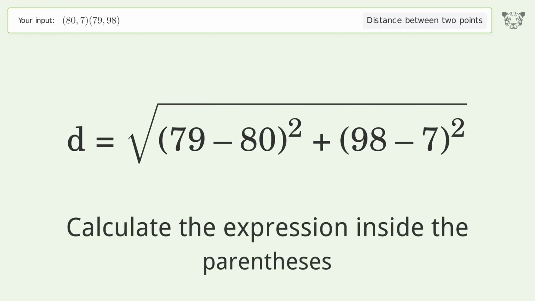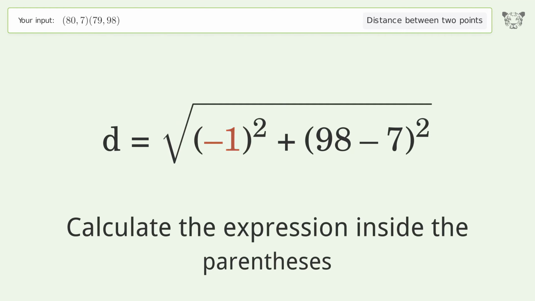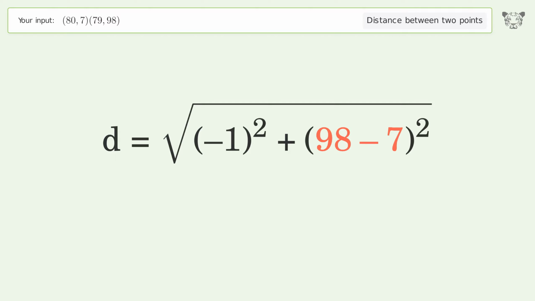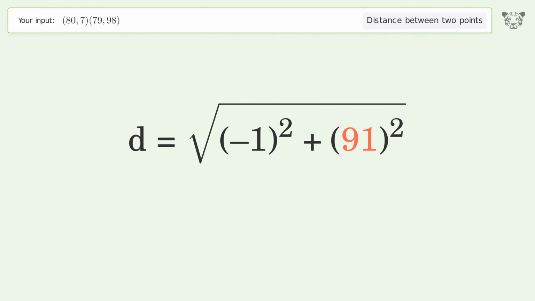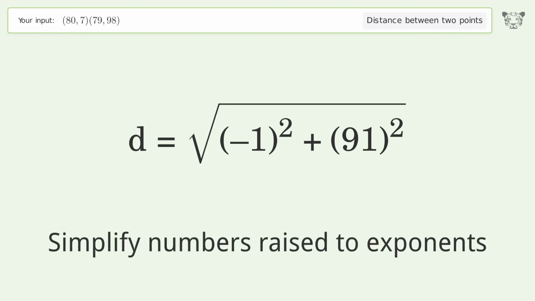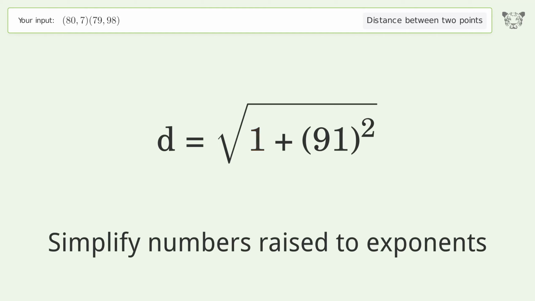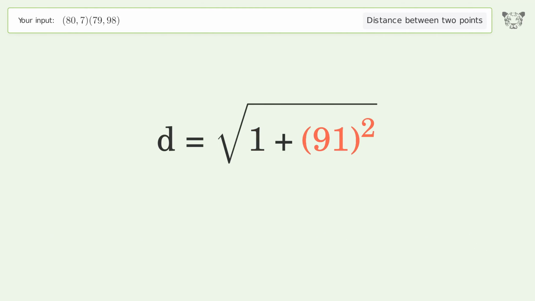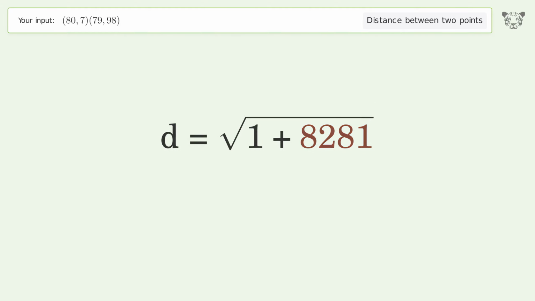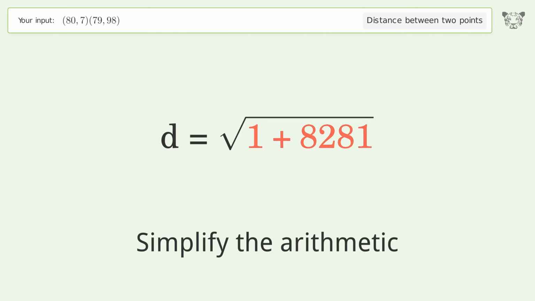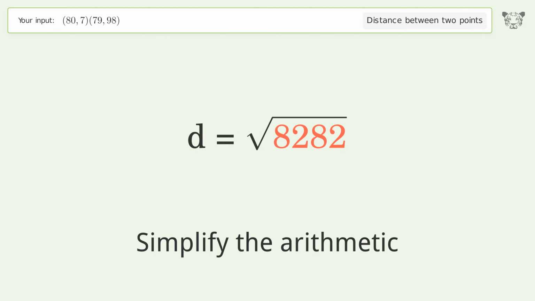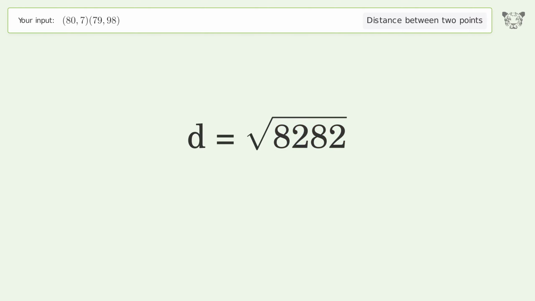Calculate the expression inside the parentheses. Simplify numbers raised to exponents. Simplify the arithmetic. And so the distance between the 2 points is the square root of 8,282 or 91.005.